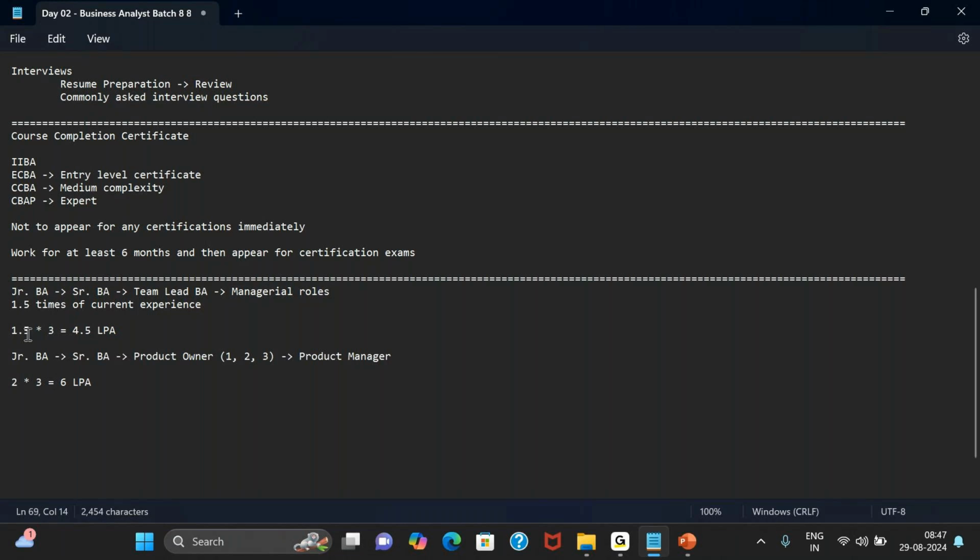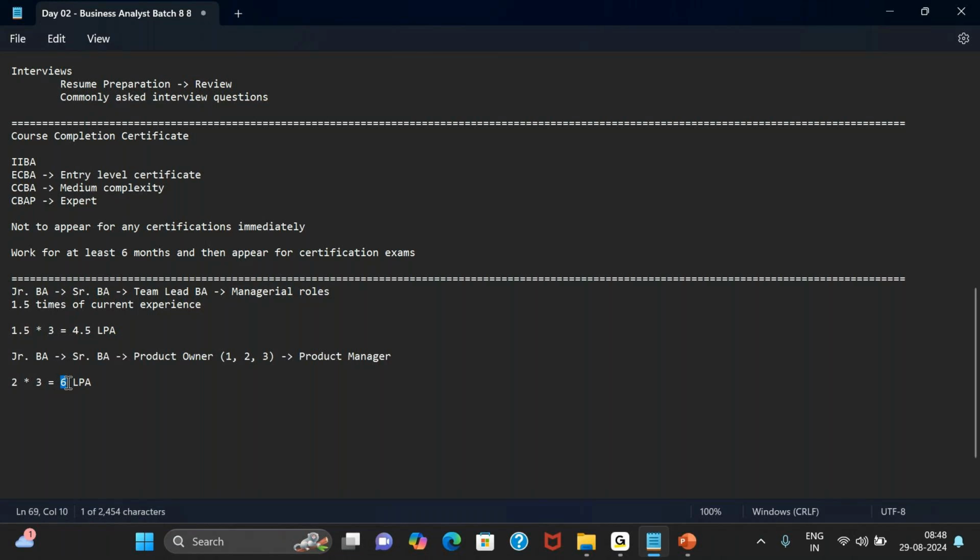But this multiplier is only to give you an idea. Suppose I have 3 years of experience and my current package is already 6 lakh. Does that mean if I apply anywhere I'll again get 6 lakh? No. If you are switching from one company to another, you can always expect a hike, especially if you currently have less than 10 lakhs per annum. You can always expect a hike between 30 to 50, 60% also.